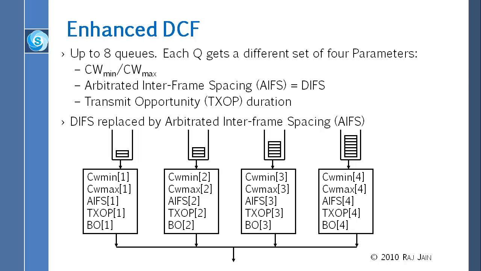AIFS. So the name for the DIFS has changed, and CW min and CW max are still CW min, CW max, and their values are such that the higher priorities have to have a lower CW, right? So their random numbers come out lower.